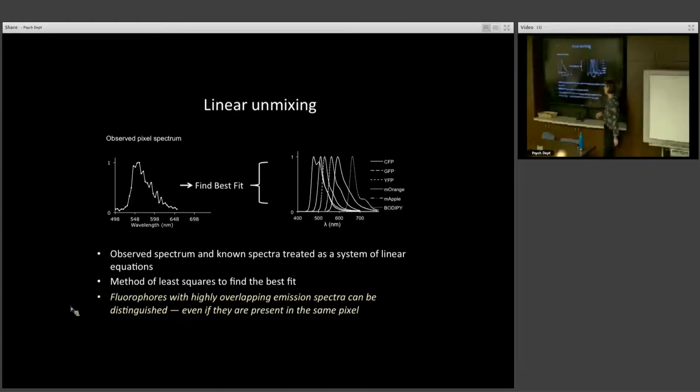And then we take a spectrum. So here's a hypothetical sample with 6 fluorophores. Here's a spectrum from 1 pixel. We take that and the known spectra of the fluorophores that are in the sample, and we treat them as a system of linear equations. So we can use the method of least squares to find the best fit, and computationally we can determine the contribution of each of these fluorophores to that spectrum. And this allows us to distinguish fluorophores with highly overlapping spectra, even if they're present in the same pixel in the image.